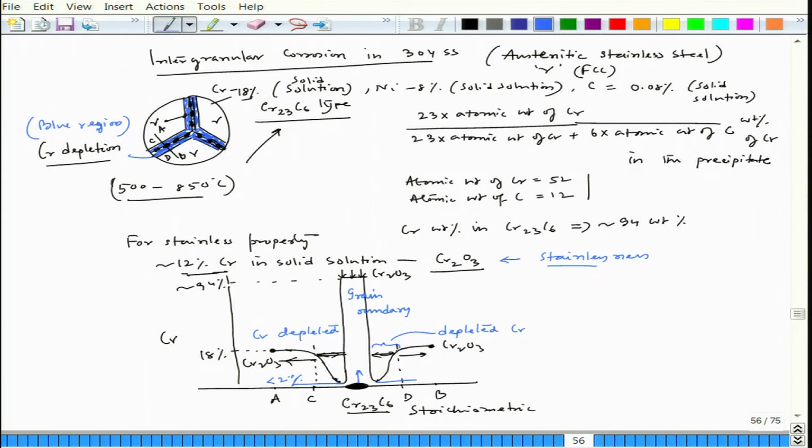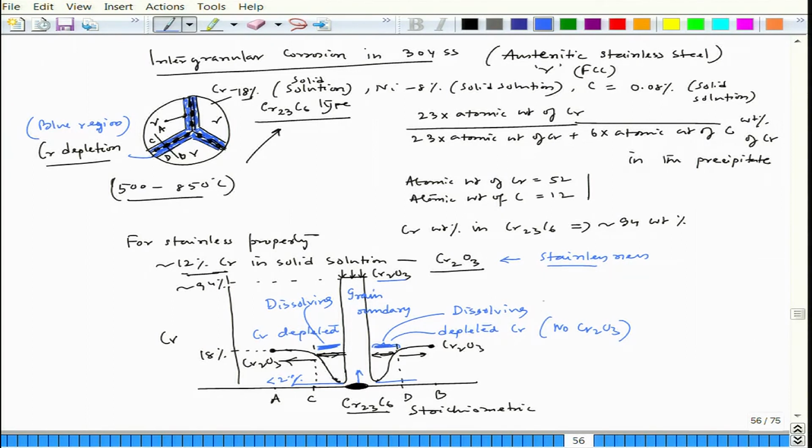But this zone, and this zone, has no chromium oxide, so it does not passivate over there. If it does not passivate, then what happens? It starts dissolving. And here also chromium oxide would form because it has sufficient chromium for passivation. So, wherever we have chromium oxide, the chromium carbide precipitate would also passivate.